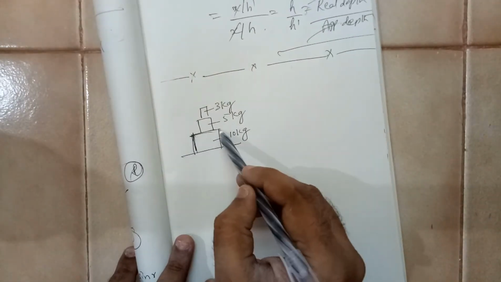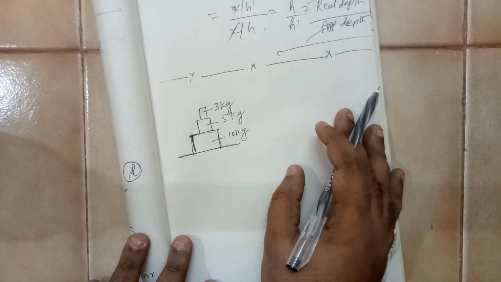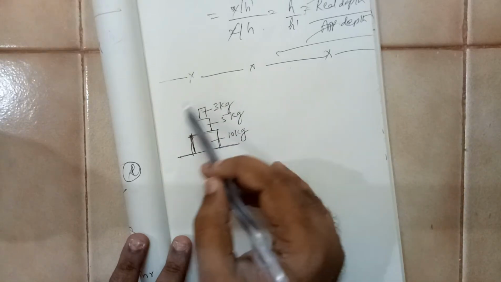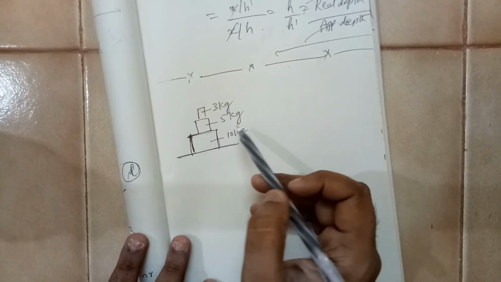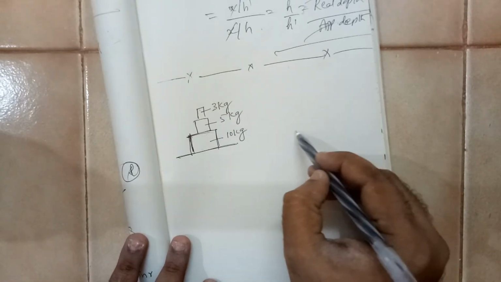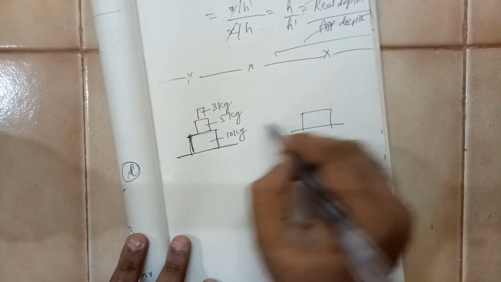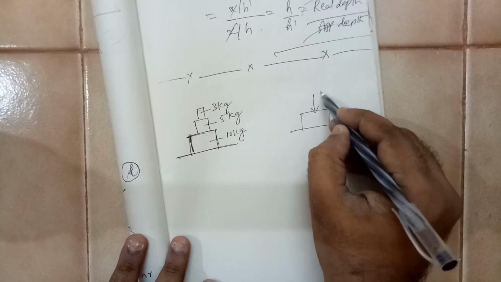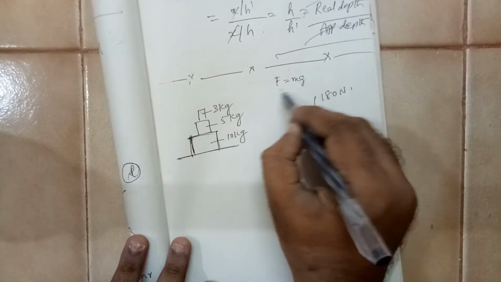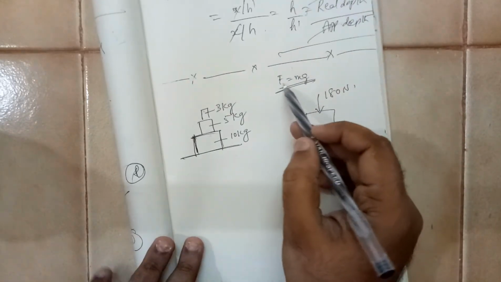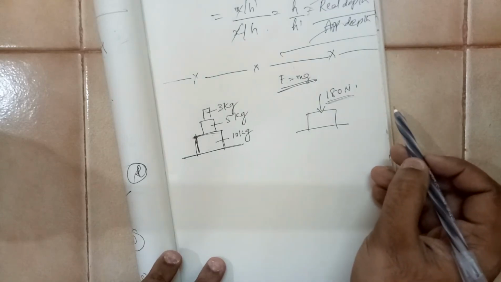Now, how to approach this? See, if all three are together, if you consider the combined free body diagram, then what is the total weight acting? The total weight acting will be 10 plus 5, 15, plus 3, 18 kg. 18 kg means 180 newtons, because F is equal to mg. This is the weight, 180 newtons acting in the downward direction.